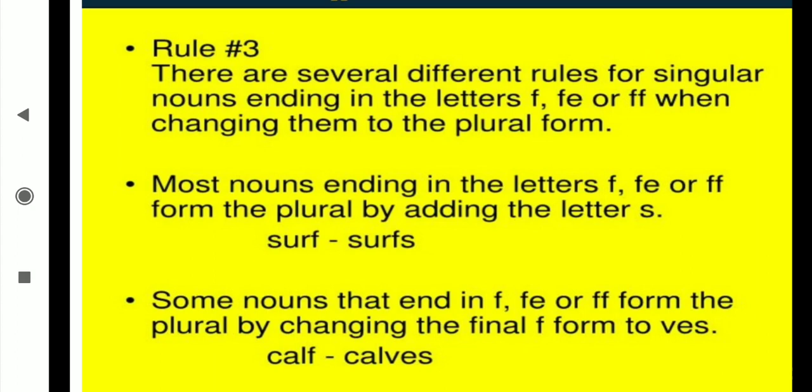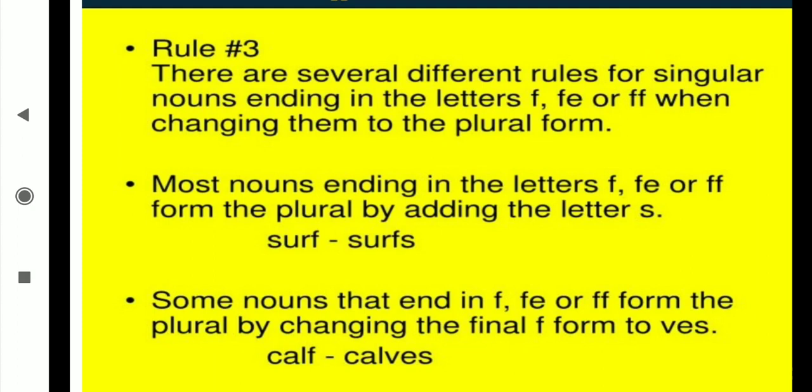To a few words we join only s, and in a few words we convert f into v and join es. For example, some nouns that end in f, fe or ff form the plural by changing the final f to ves.